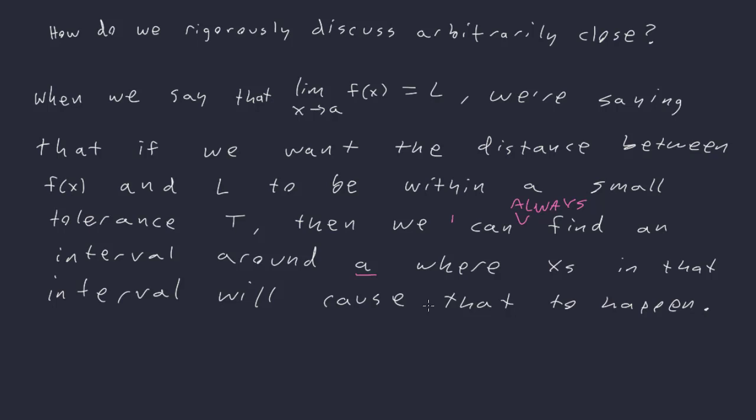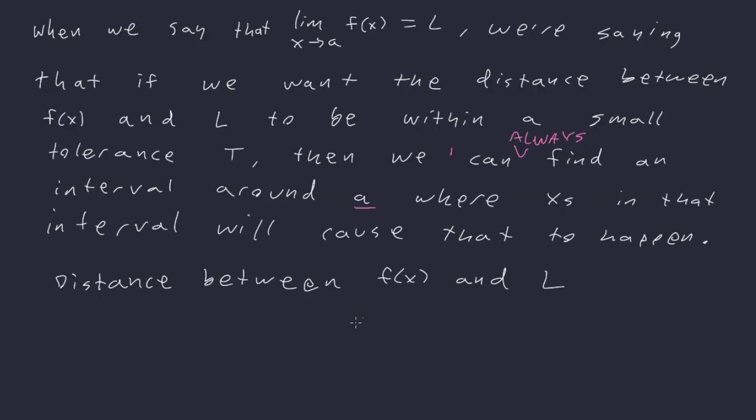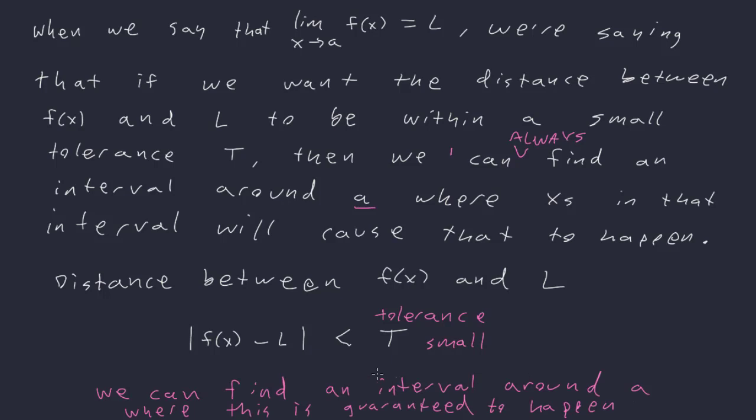All right, well, first of all, the distance between f of x and L is given by this. It's the absolute value of f of x minus L. That's the distance between any two things on the number line, right? The absolute value of a minus b, that's the distance between a and b. Okay, and we want that distance, say, less than t. I'm using t for tolerance, right? And we want this to be as small as we want it to be. The idea is that we can find an interval around a where this is guaranteed to happen.